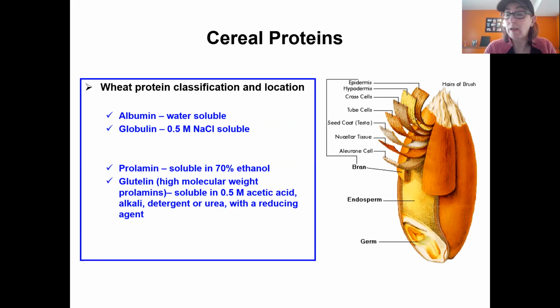Again, what are they? We have albumins, like I said, which are non-structural, non-storage proteins, and they are water soluble according to Osborne fractionation. Albumins are water soluble, globulins are soluble in salt solutions, prolamins are soluble in alcohol, and glutelins, which are the high molecular weight prolamins, are soluble in acidic, alkali, or detergent solutions, and in the presence of a reducing agent we can solubilize the glutenins.